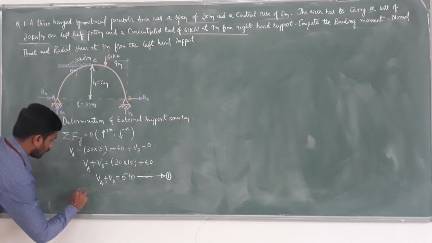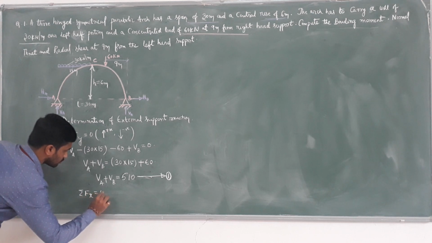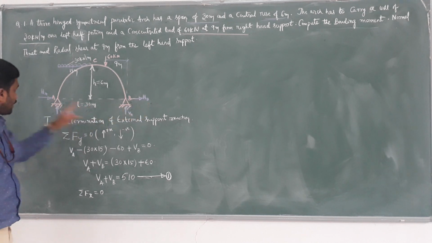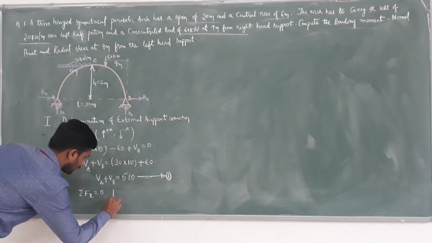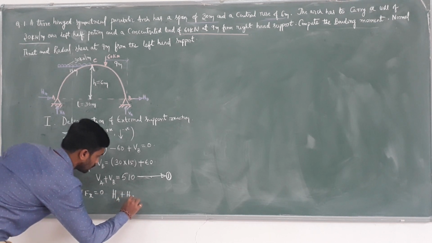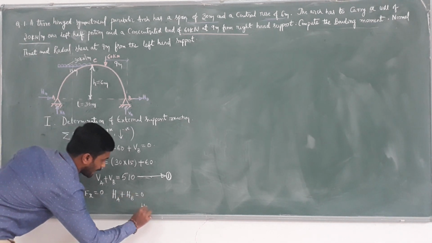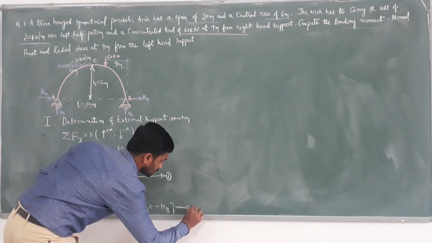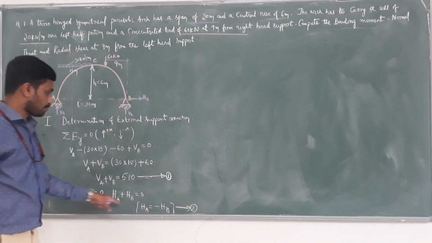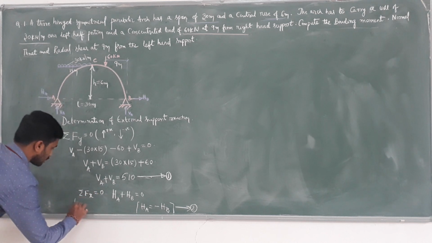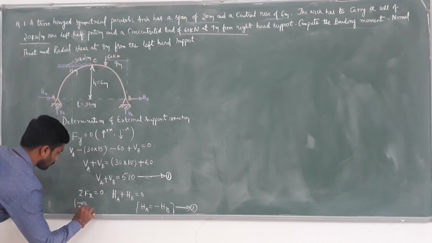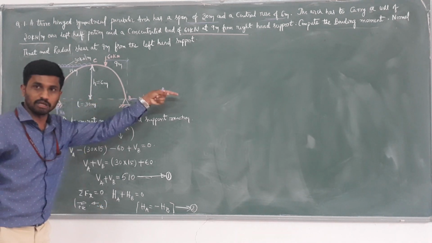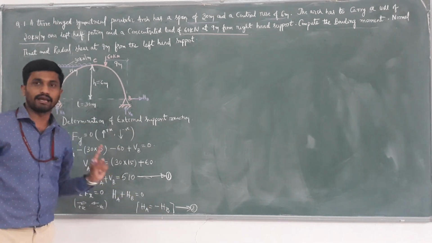Now apply sigma Fx equals 0. What horizontal forces do we have? HA and HB. Therefore HA plus HB equals 0, so HA equals minus HB. Take this as equation number 2. For this, the sign convention we assume is that horizontal right side forces are positive and left side forces are negative. Finally, we get HA equals minus HB.